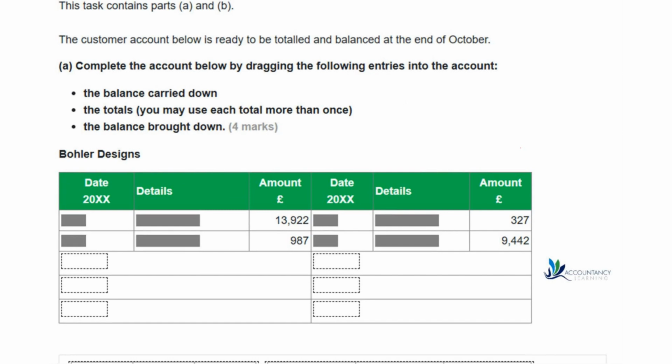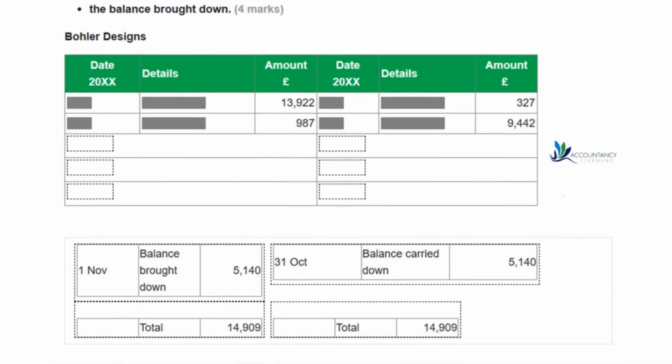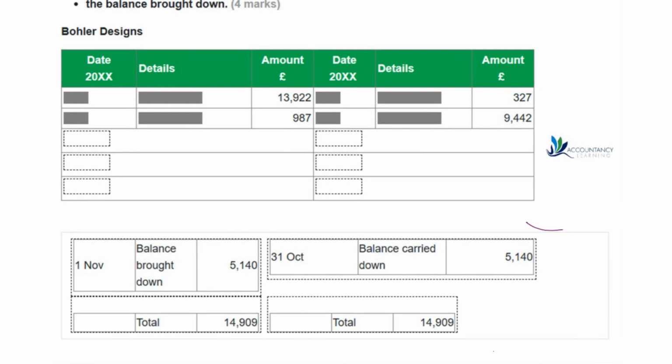Part A asks us to complete the account by dragging the following entries into the account: balance carried down, the totals and the balance brought down. So you can see here, these are the entries that we've got, and in the exam you will have dragged them into the boxes.